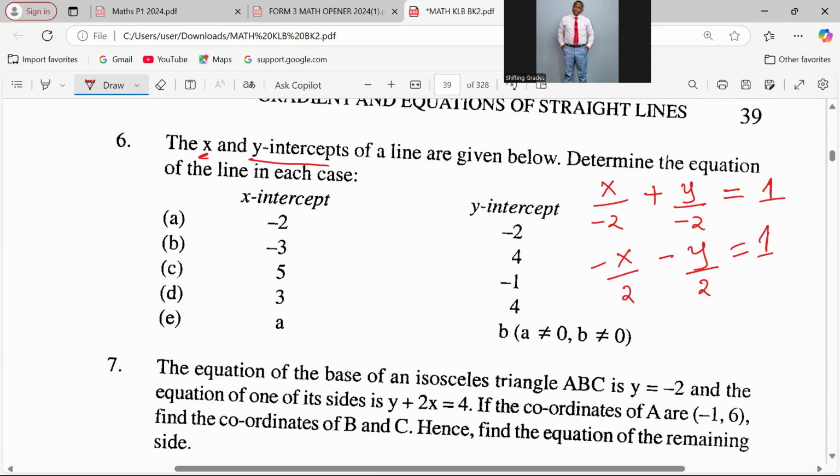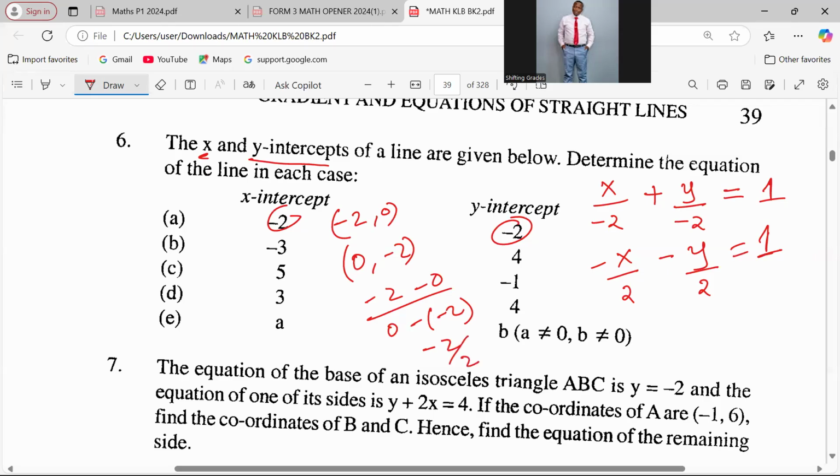This is called the double intercept form. If not the double intercept form, kindly notice that this can be changed to a coordinate -2, 0. This can also be changed to a coordinate 0, -2. Then you get the gradient by taking -2 minus 0 over 0 minus -2. So this will be -2 over 2, which is -1. The gradient is -1. So y equals -1x plus the y-intercept, which is negative. So the equation can also be this way.